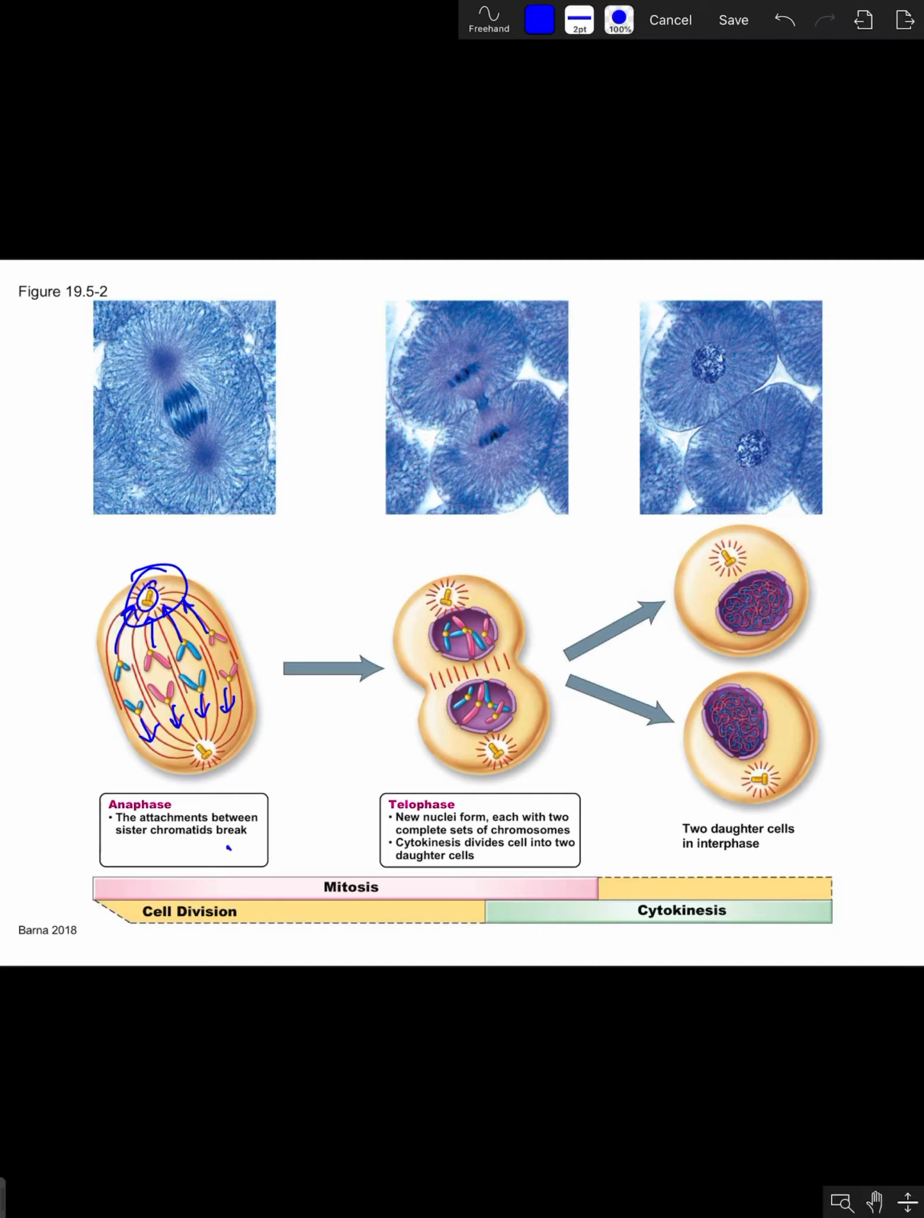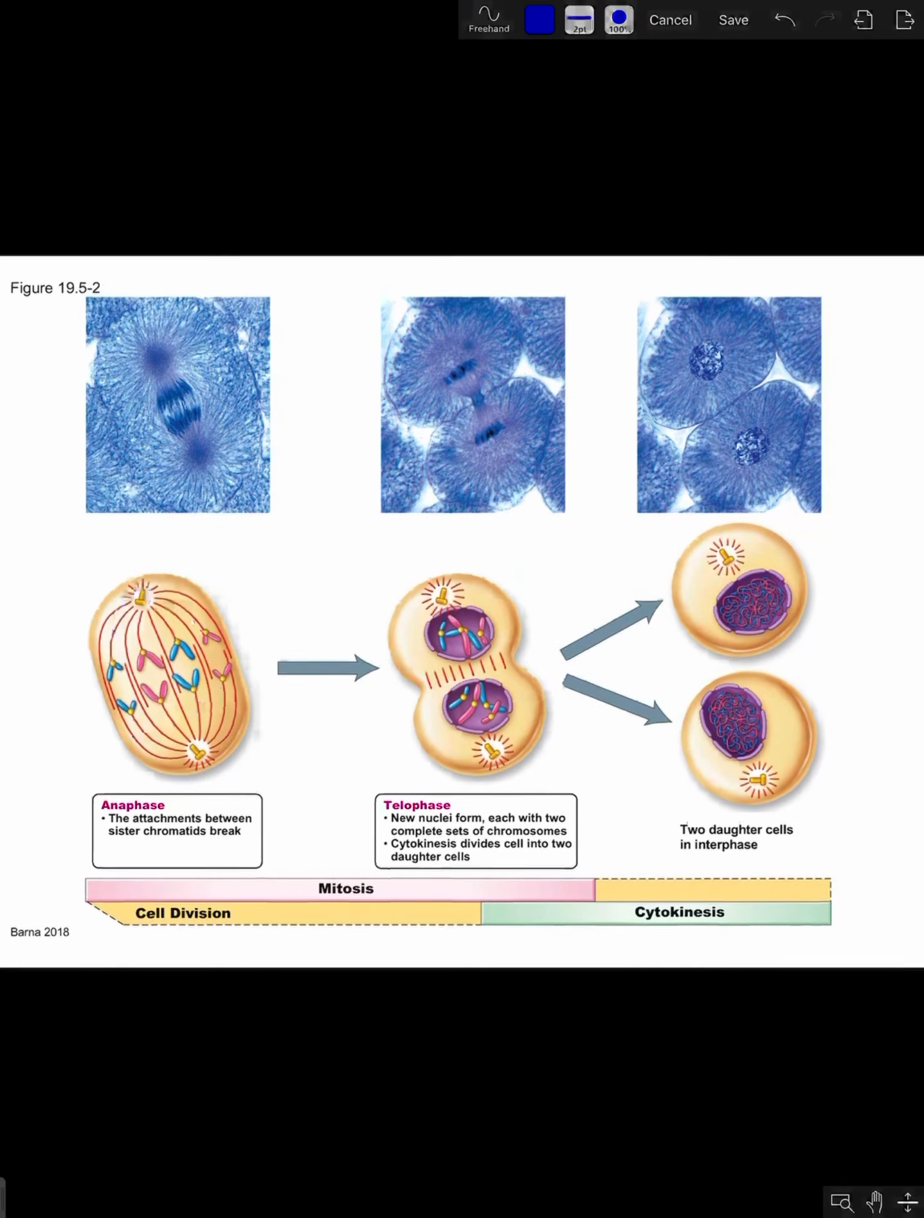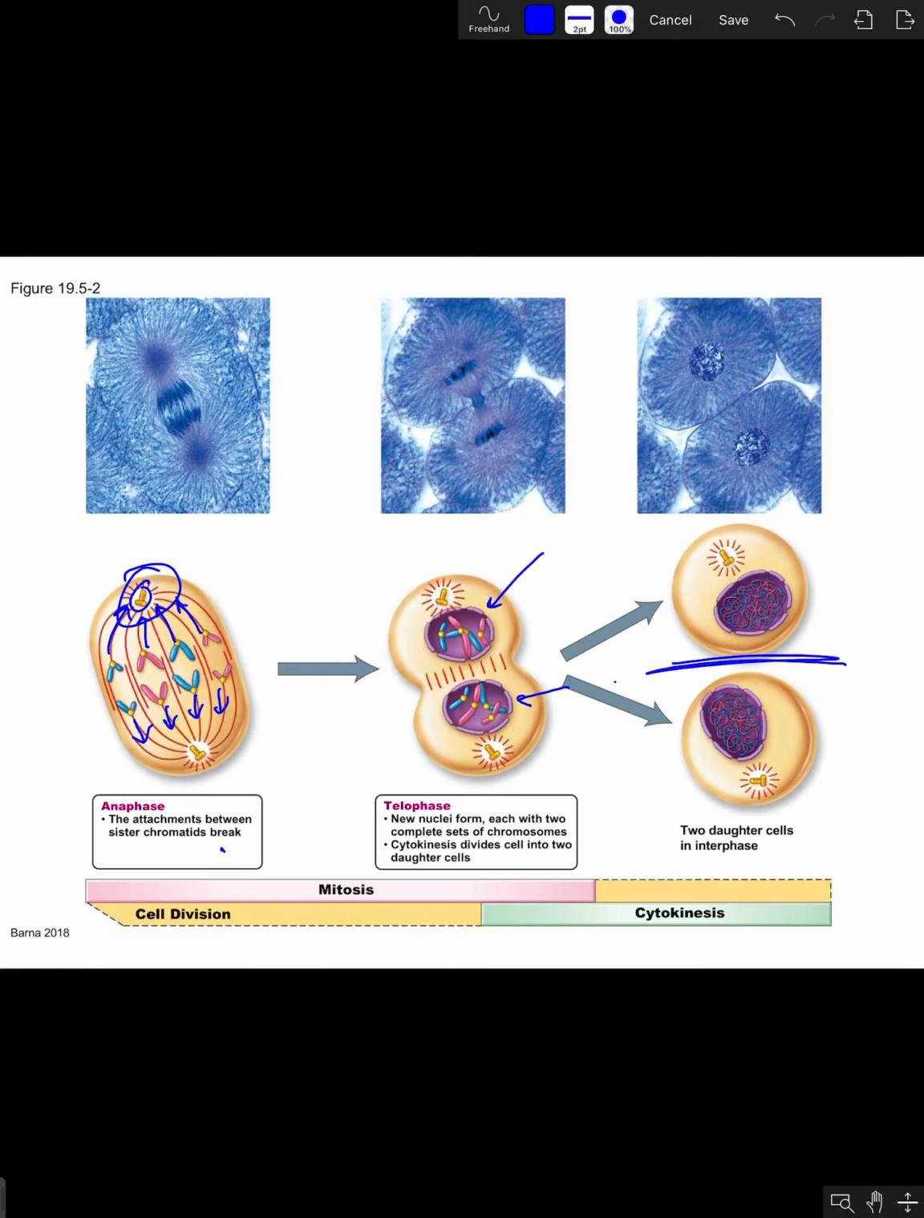In telophase, the hallmark of telophase is the reestablishment of two nuclear membranes around the corresponding chromosomes. And you can see with cytokinesis, we actually split the cytoplasm, and now we have two daughter cells that are an exact replica of the parent cell. All right, and so your next video will be on meiosis.